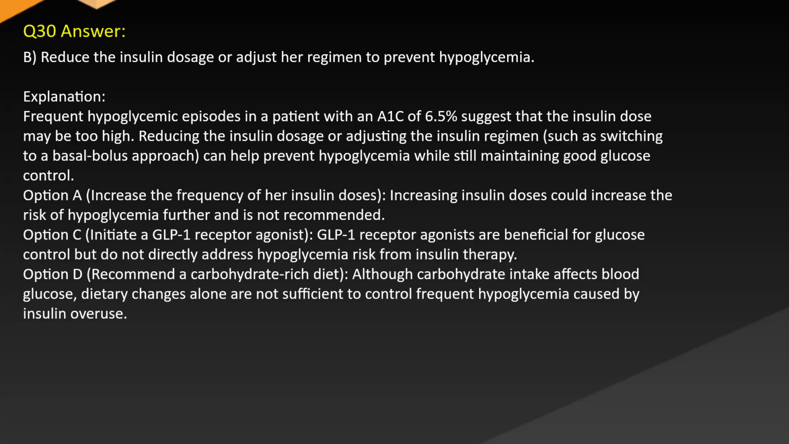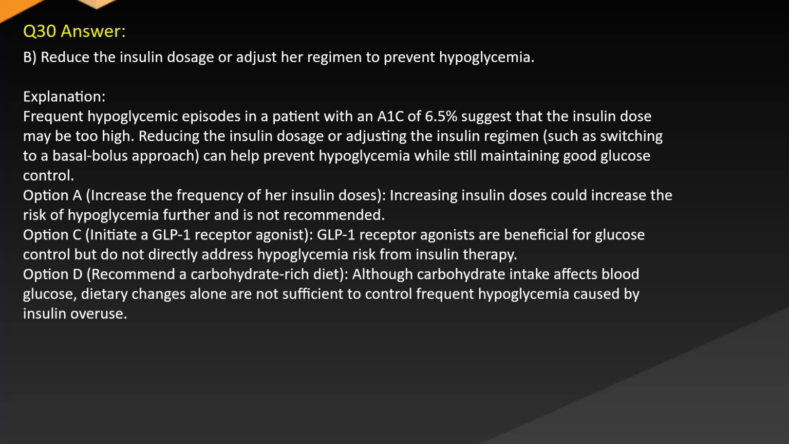Answer: B. Reduce the insulin dosage or adjust her regimen to prevent hypoglycemia. Explanation: Frequent hypoglycemic episodes in a patient with an A1C of 6.5% suggest that the insulin dose may be too high. Reducing the insulin dosage or adjusting the insulin regimen, such as switching to a basal-bolus approach, can help prevent hypoglycemia while still maintaining good glucose control.